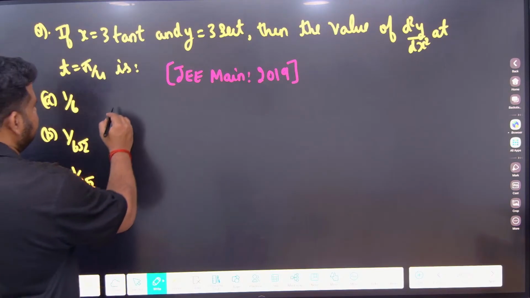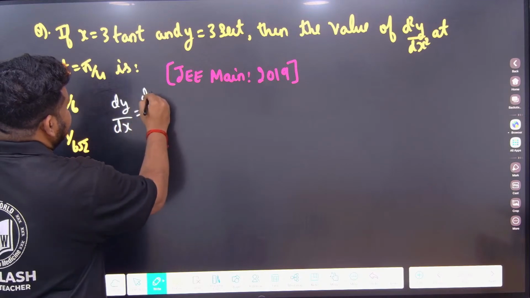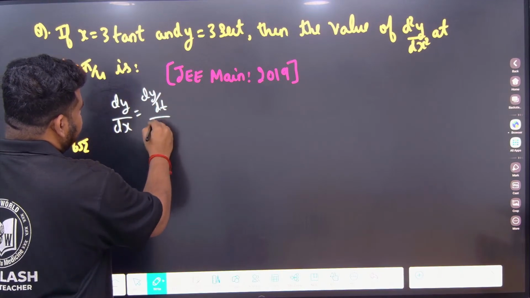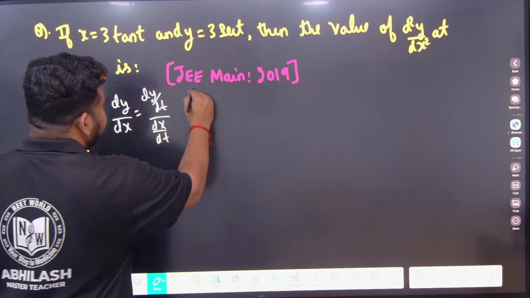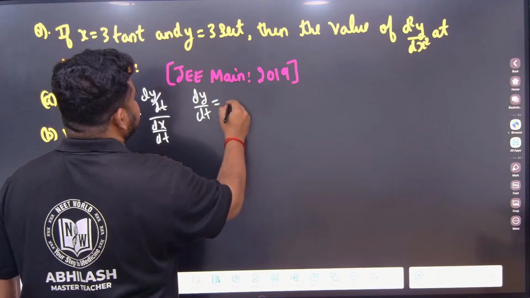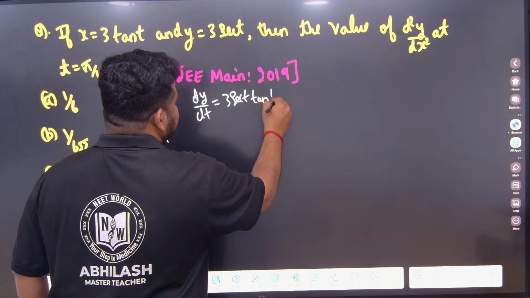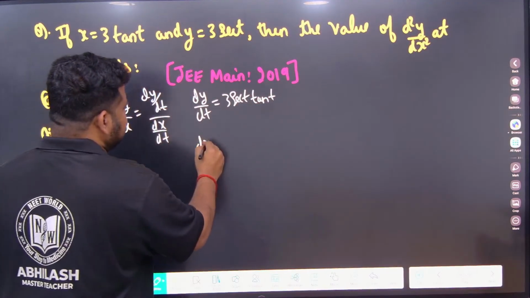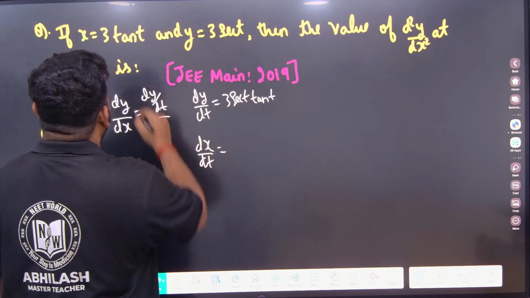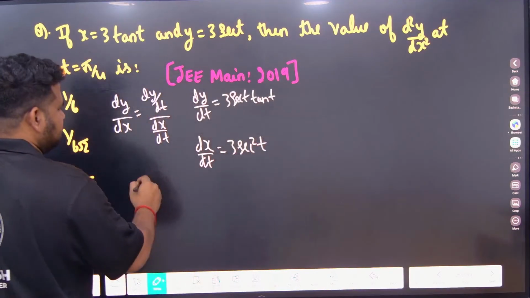So first let us find out what dy by dx is. Dy by dx is dy by dt divided by dx by dt. Dy by dt: y is 3 secant t, so dy by dt will become 3 secant t tan t, since the derivative of secant t is secant t tan t. Dx by dt is nothing but 3 secant square t. Now dy by dx.